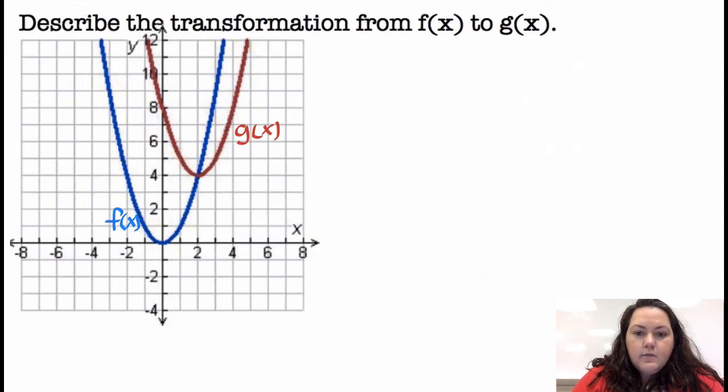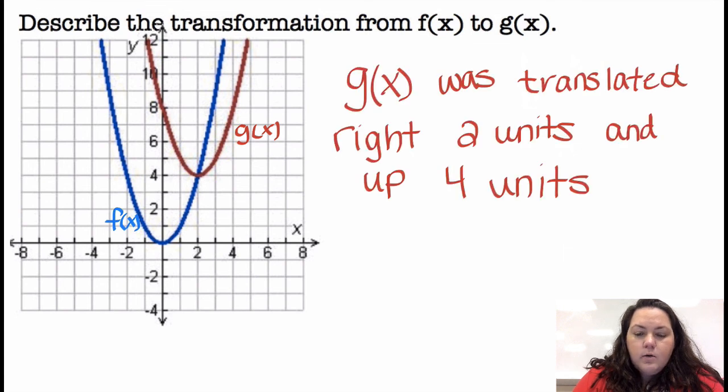All right, describe the transformation from f of x to g of x. f of x is our parent function, and g of x looks like when I start at my vertex, I went 1, 1, and then 2, 4. So it didn't stretch or compress, it just shifted. It went to the right 2 and up 4. So it was translated right 2 units and up 4 units.